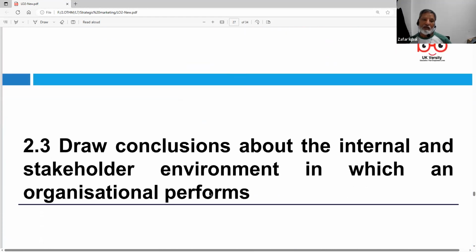Okay, now looking at the tools that we use, what conclusions can we draw by using these tools, like the SWOT analysis, PESTEL analysis, and Porter's 5 forces model.